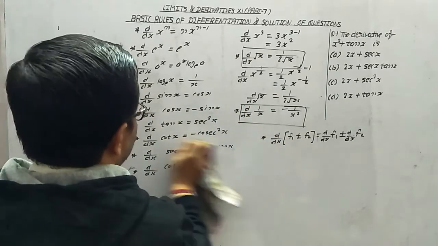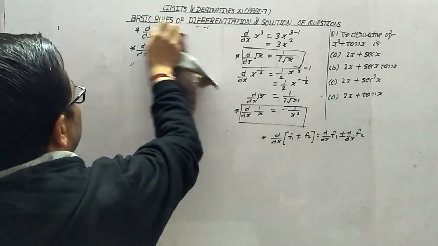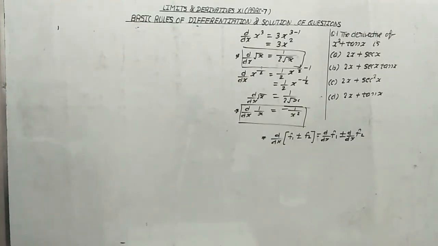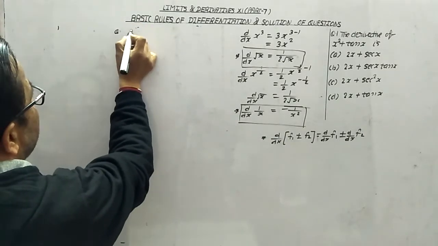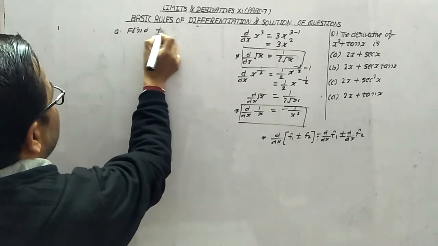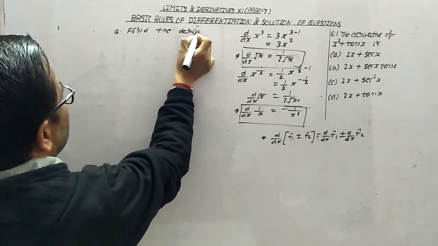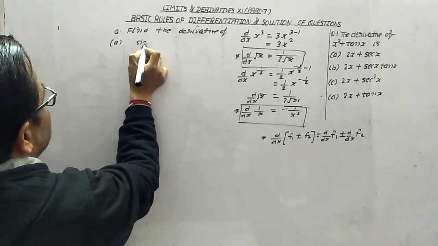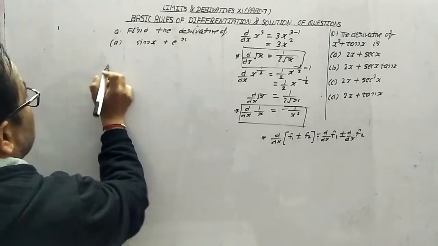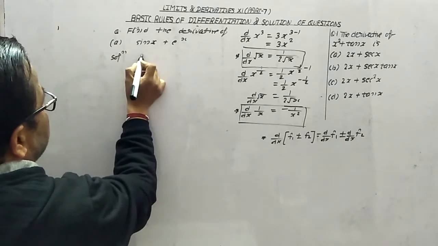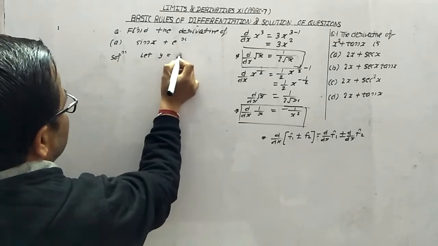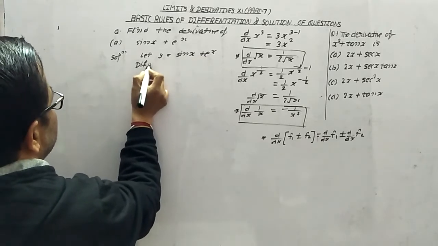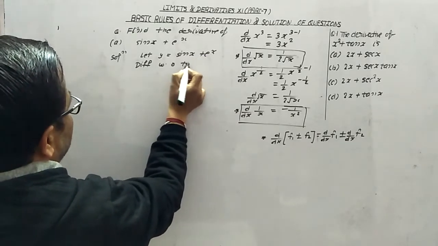Let's take some examples and use these rules to see how we get the results. Suppose the question is: find the derivative of a part sin x plus e raised to power x. Now how will we do the solution? First we say let y is equal to sin x plus e raised to power x. Now differentiate with respect to x.